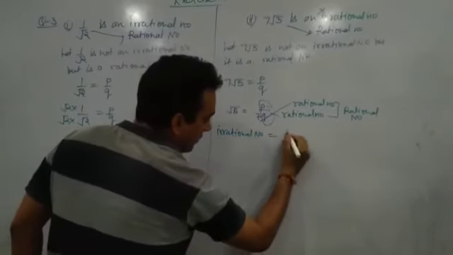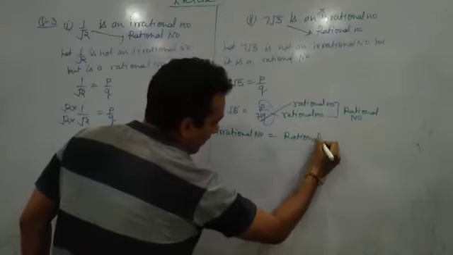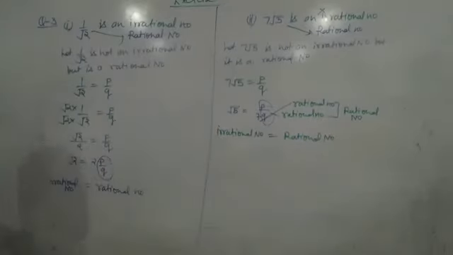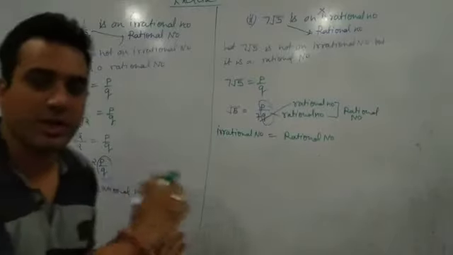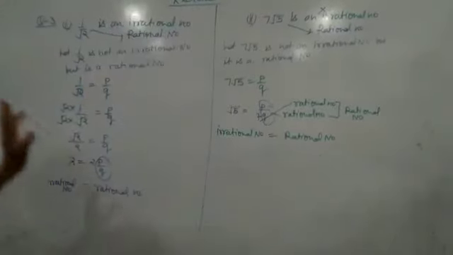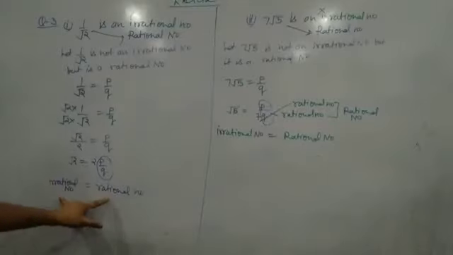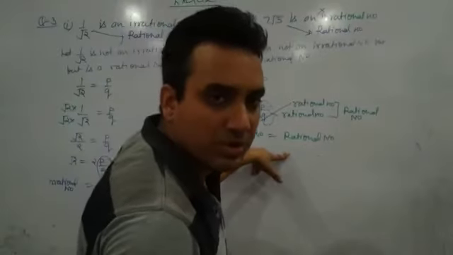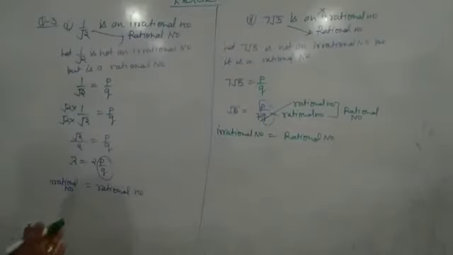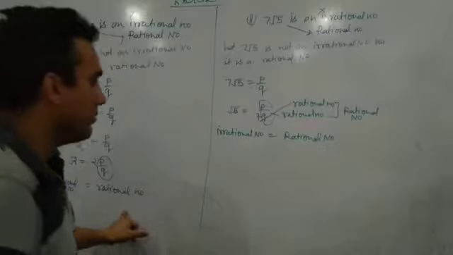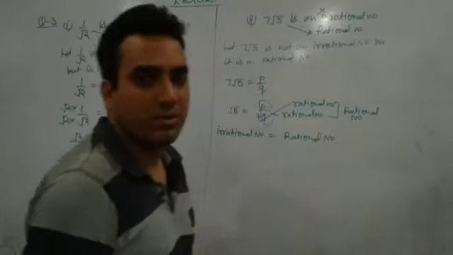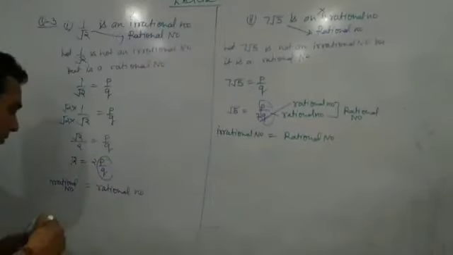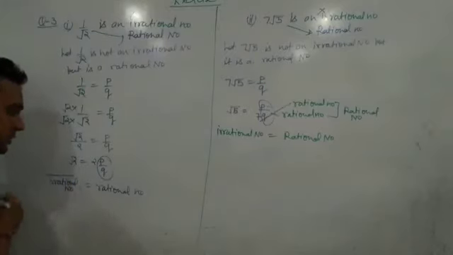So again I am having here irrational number is equal to rational number. What is our conclusion? For the first part, we have irrational number is equal to rational number. Similarly, for the second part, we have irrational number is equal to rational number. Which is not possible, because simply you can say that an irrational number cannot be equal to a rational number.